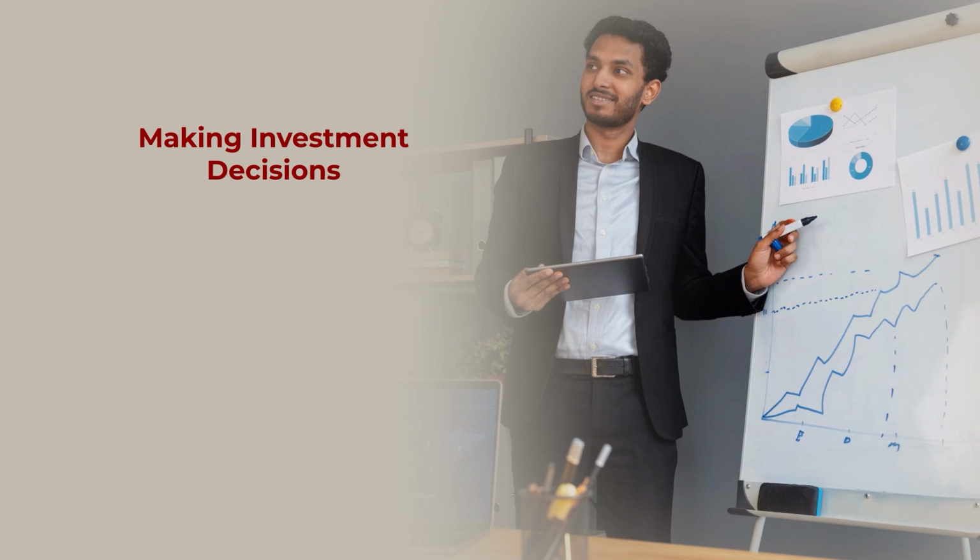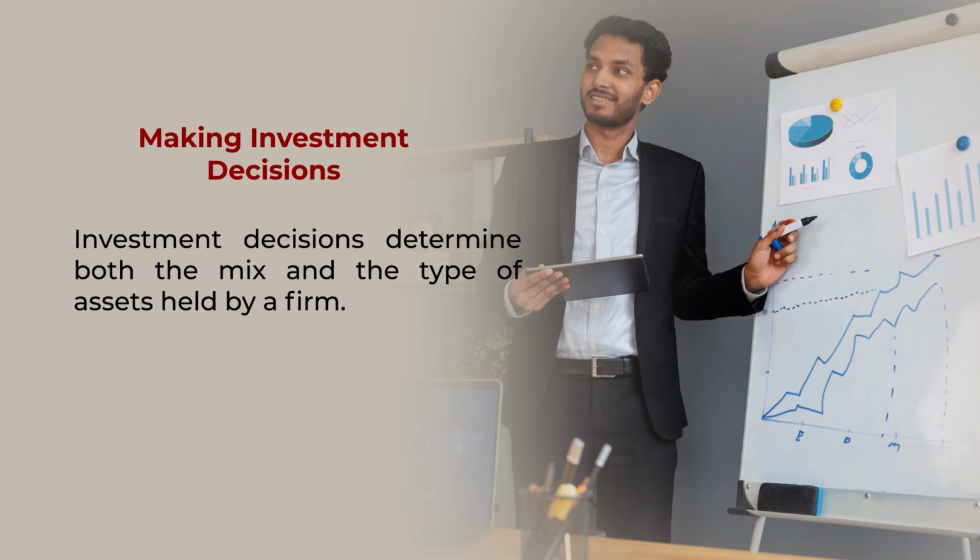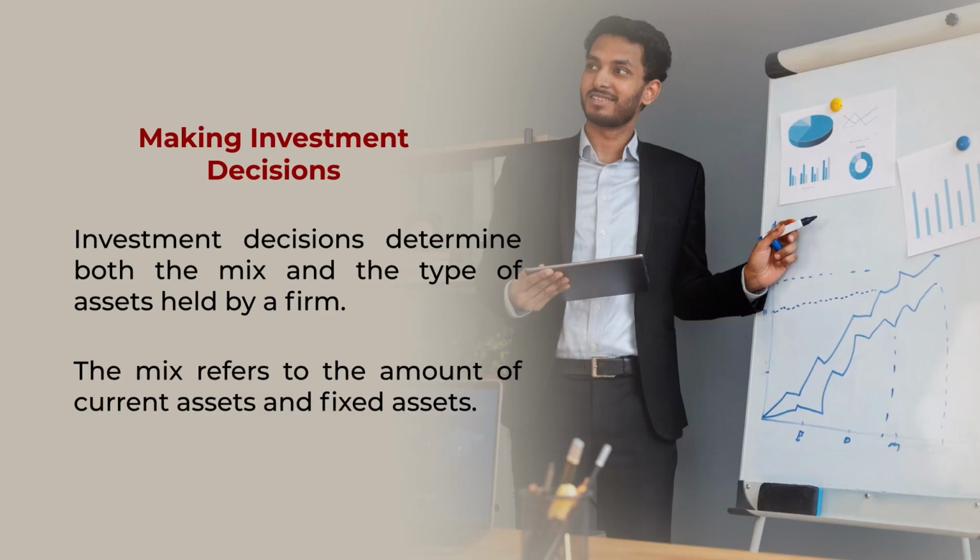Then the second role or activity is making investment decisions. Investment decisions determine both the mix and the type of assets held by a firm. Expansion or modernization or acquisition will be in what shape, what will be the strategy for that, what will be the strategic financial decision or implication a finance manager has to make. The mix refers to the amount of current assets and fixed assets. So, he has to decide how much investment should go for current assets and how much should go for fixed assets. That is the key activity in the investing decision.